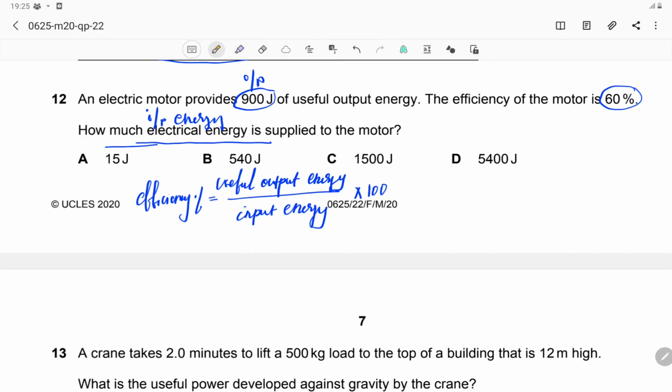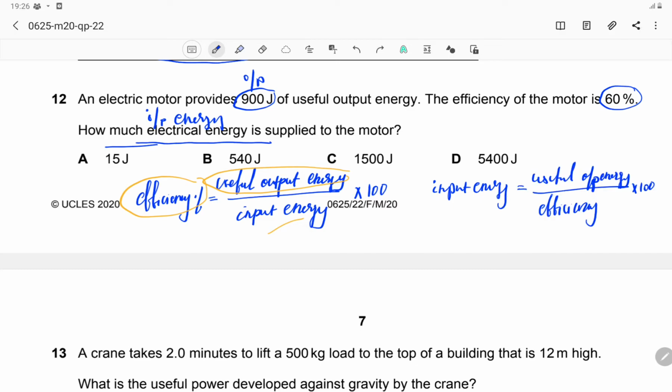So here you can use the equation efficiency is equal to useful output energy over input energy times 100, where you are provided with the efficiency and useful output energy so that you can find the input energy. In order to find the input energy, you can rearrange the equation. You can make input energy the subject. So you will get input energy is equal to useful output energy over efficiency times 100.